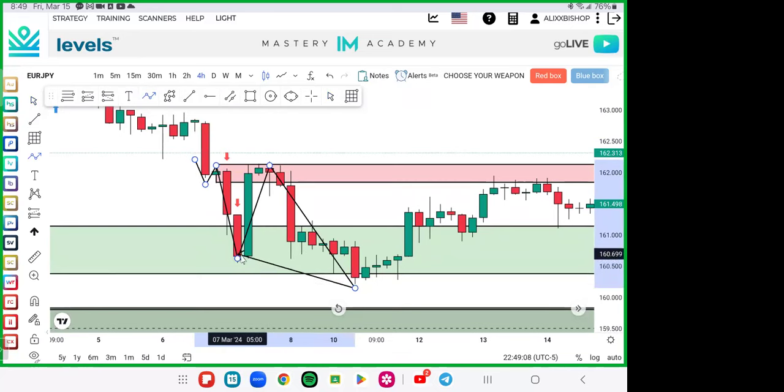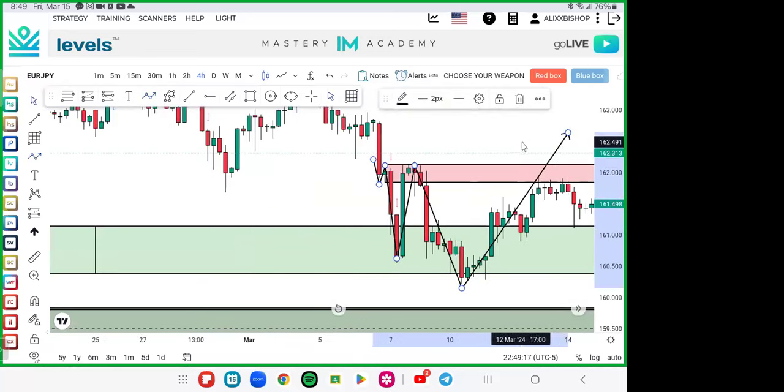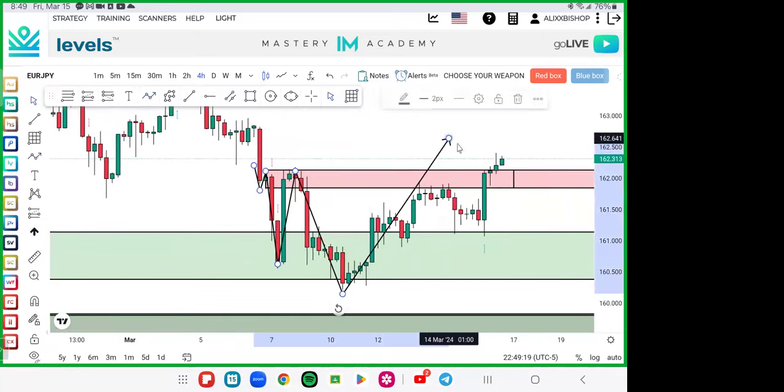Right? Maybe you get stopped out, and that's fine. We might have to look for a re-entry. Now, there's most likely one in here. But now we have to break and close above this. Boom, we finally got that.